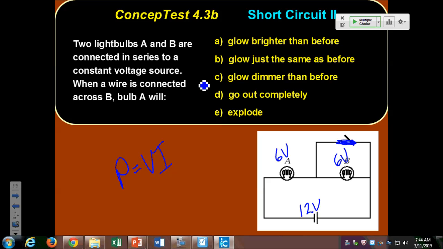Now remember our power equation, which describes how bright a bulb is. P is equal to VI. Now our voltage changes by a factor of 2, but our current also changes by a factor of 2. We could think about it in this way, V squared over R. That's a different expression of the power equation. And so here our R remains constant and V goes up by a factor of 2. So our power will increase by a factor of 4.